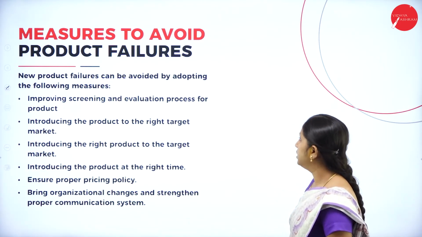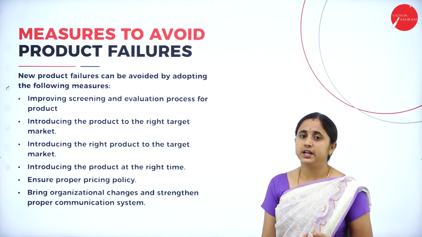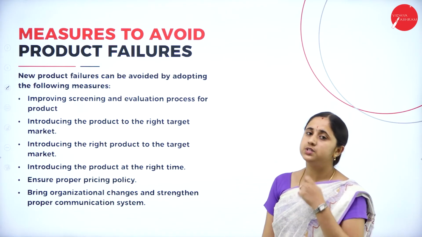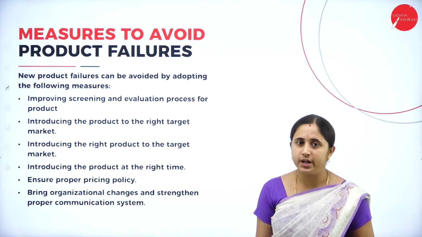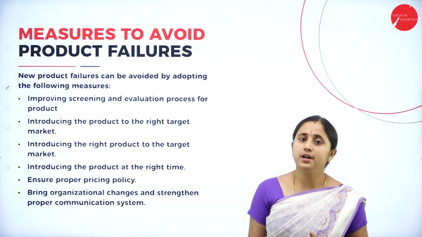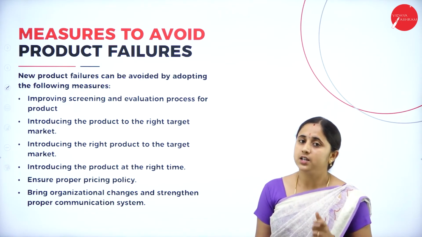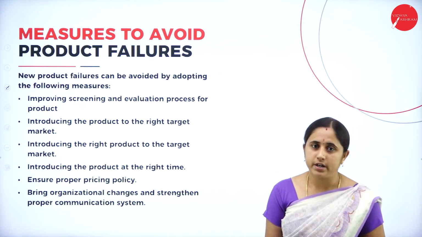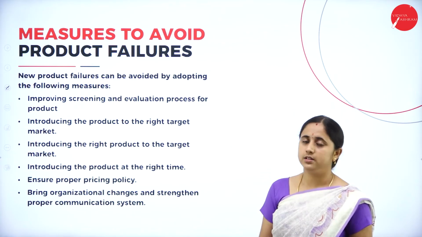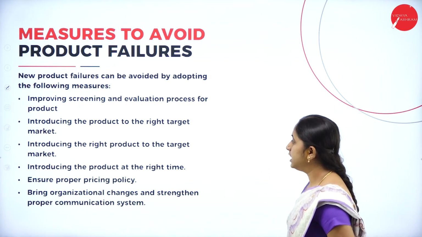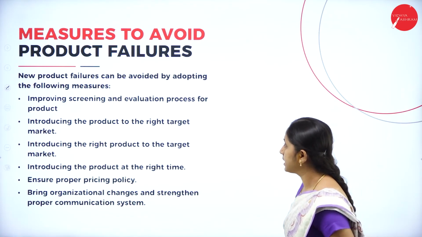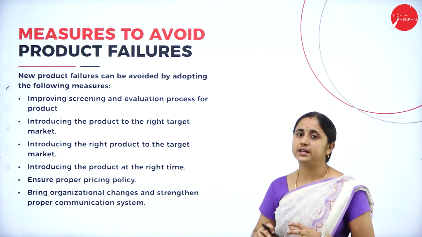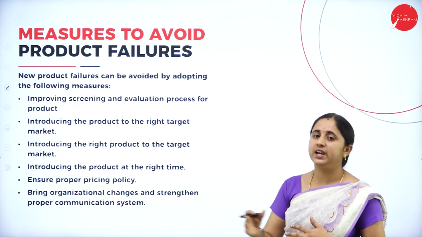Then introducing the product to the right target market. Target market is important. First, you need to identify your target market. For example, if you are producing a book, your target audience is students. So you need to concentrate on your target audience. Then start advertising and promoting your product to the target audience. First, you need to reach your target audience. Then your product can be a success. Then introduce the right product to the right target market. If your target market and your product are different, it will fail in the market.